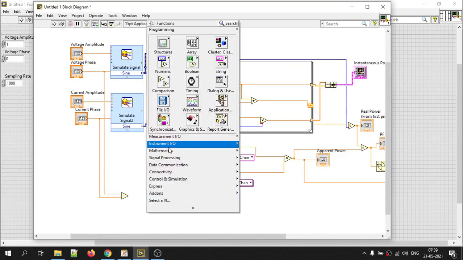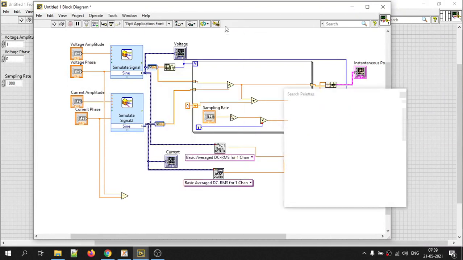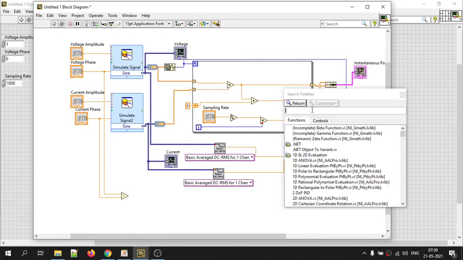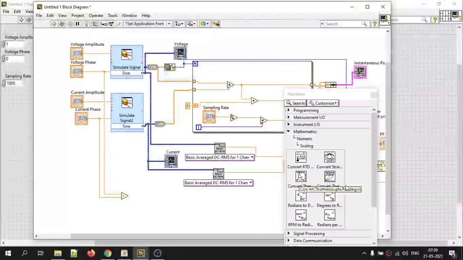But this cosine sine block in mathematics will be working in radians. So we convert this degree to radian. Either you can manually connect the blocks, or there is a standard block available, degree to radian. Select that block. It will be available in mathematics, numeric, scaling.